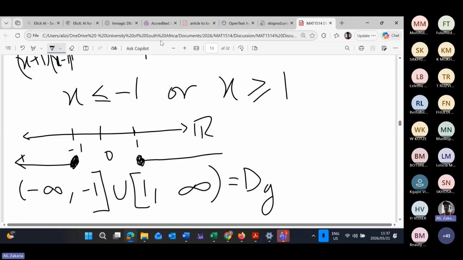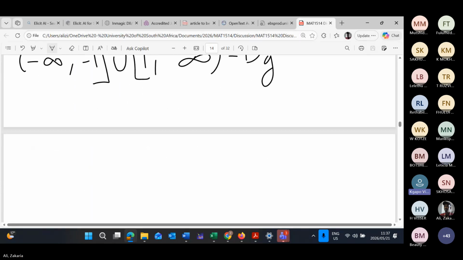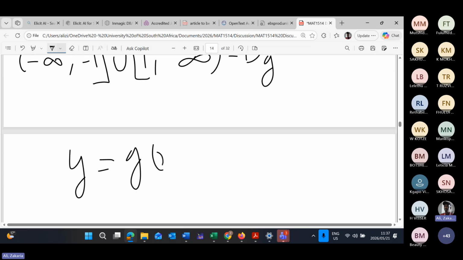Someone asked, was it Letitia or who? Me, sir. Okay, let me go here. She said she wanted the range. We said our function was, let's baptize it, y equals g of x equals the square root of x squared minus 1. Great. How do we get the range for this? Who has an idea now, since we have done the domain? How do we get the range?